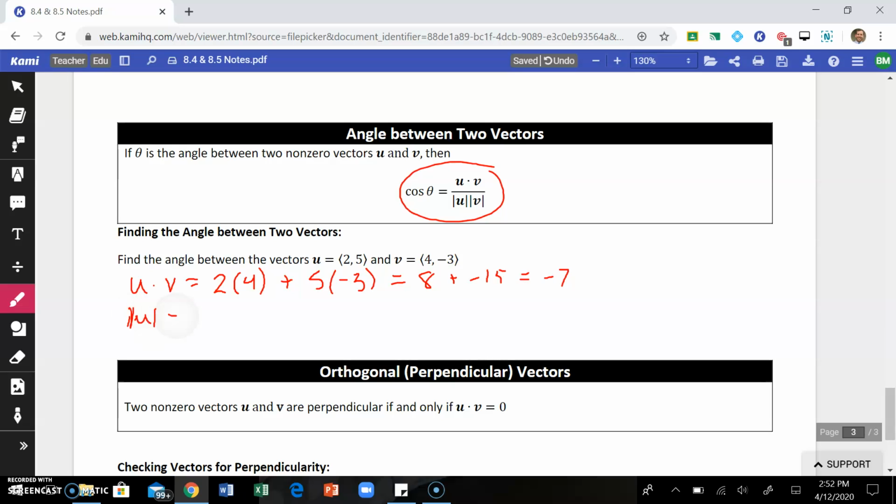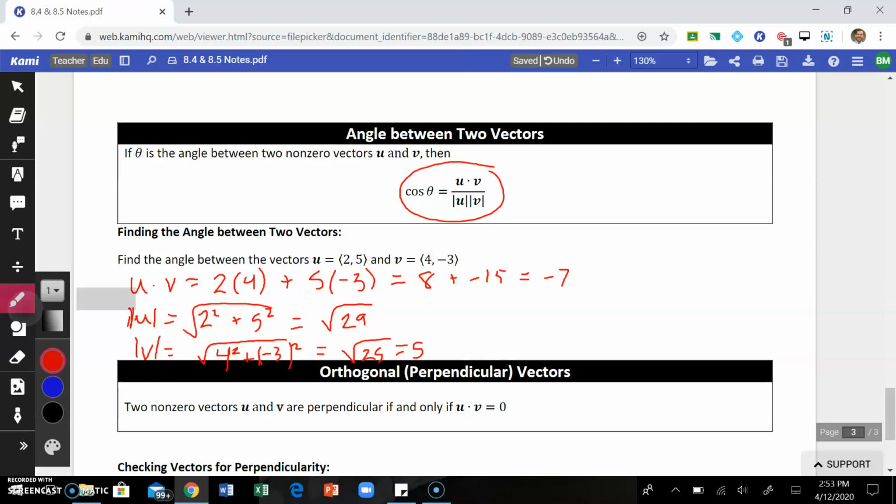So the magnitude of u is going to be 2 squared plus 5 squared. Take the square root of that. So that's going to be the square root of 4 plus 25, which would be the square root of 29. And we need to find the magnitude of vector v, which would be the square root of 4 squared plus negative 3 squared, which would give us the square root of 16 plus 9, which would be the square root of 25, which would be 5.